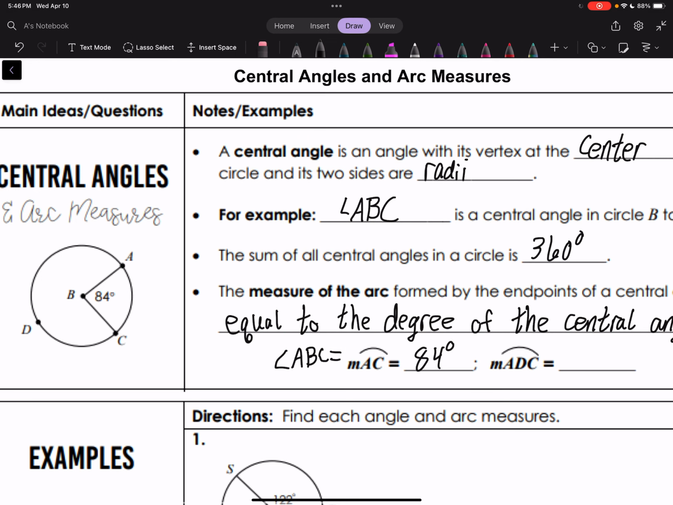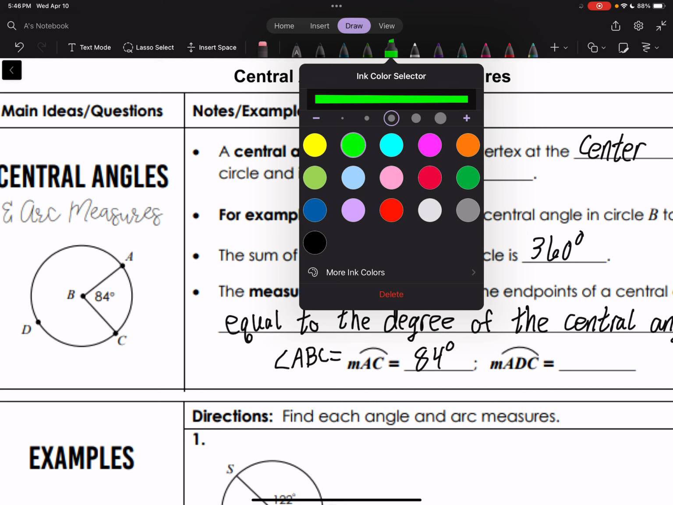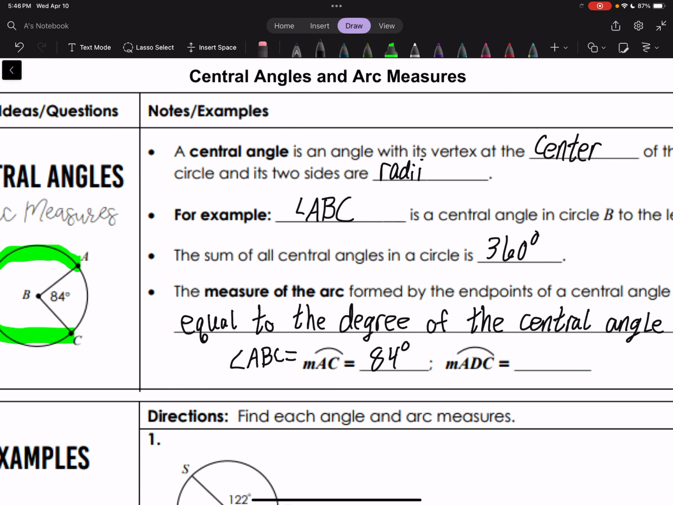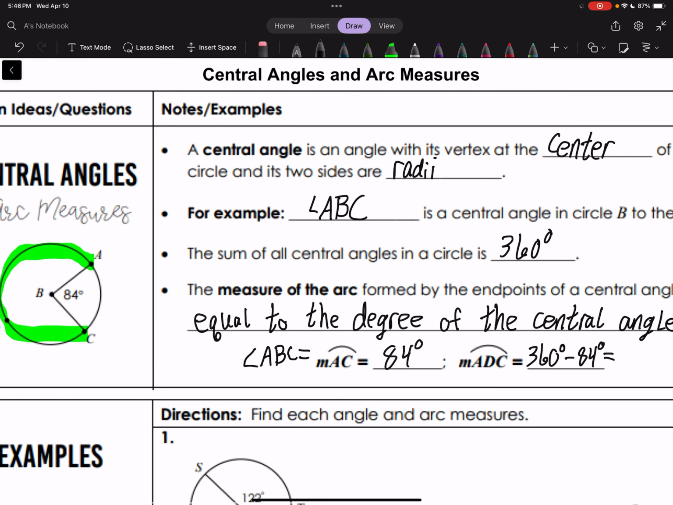Okay, measure of the arc ADC. So we're wanting to find the measurement of the major arc rather than the minor arc. So instead of saying 84, we need to find the rest of our angle. If 360 degrees is the total measurement of the degrees in a circle, and I subtract our angle measurement of 84 degrees, I'm going to get my answer for the measure of the arc ADC.